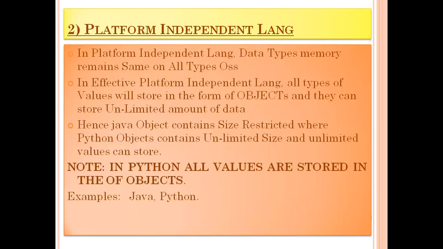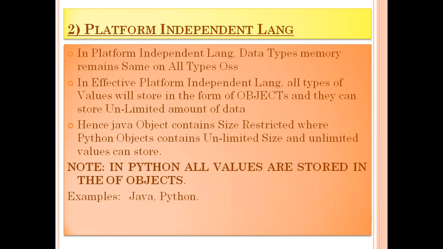Now, the second is platform independent language. How is it a platform independent language? Platform independent language means data type memory remains the same on all types of OSs. In all OSs, the data type memory remains the same. In Python programming, all types of values will be stored in the form of objects, and they can store an unlimited amount of data.